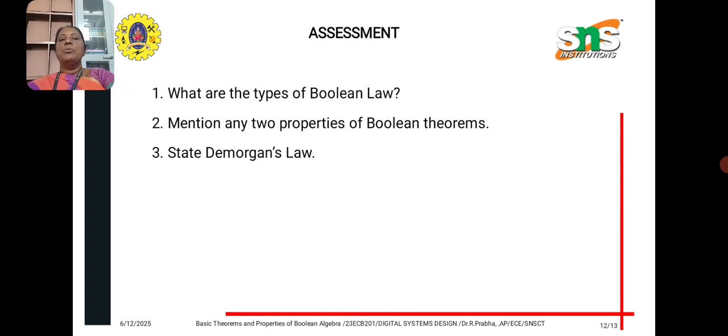Now the assessments: the types of Boolean laws, as we have seen, and the properties of Boolean theorems. We have discussed the properties. And now we have seen De Morgan's law. A plus b the whole bar is equal to a bar dot b bar, and a b the whole bar is equal to a bar plus b bar.